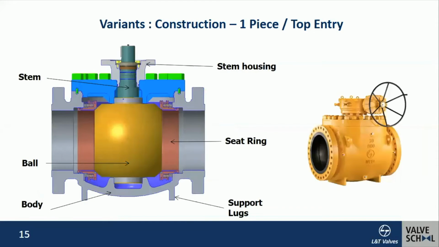The other design is the top entry design, where the body is a single piece and the ball and seat rings need to be assembled from the top. That means the ball and seat are assembled from the top, and the entire thing is covered by means of a cover. And this particular construction is similar to the body-bonnet joint of a conventional gate valve. So these ball and seat rings need to be assembled from the top, and hence the name top entry.